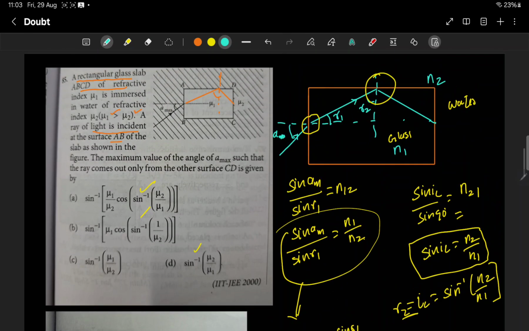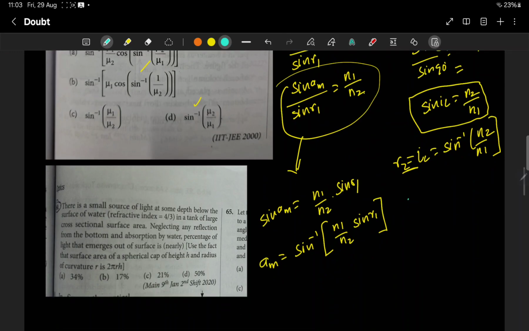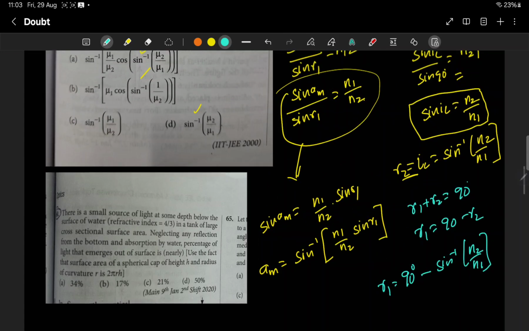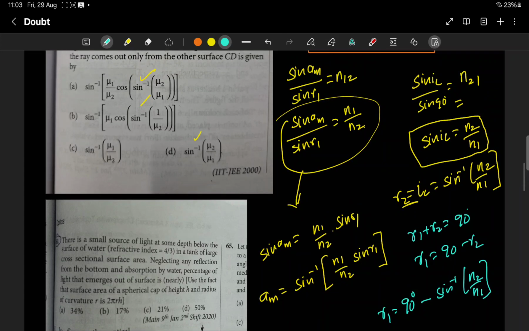Use your geometry. This is 90 degrees, so R1 plus R2 will be equal to 90 degrees. So R2 will be 90 minus R1. We want R1 only, so rewrite it: R1 will be equal to 90 minus R2. And R2 is sine inverse of N2 by N1. So directly we can substitute this here. But we don't have 90 degrees in the options, so we can do something else.